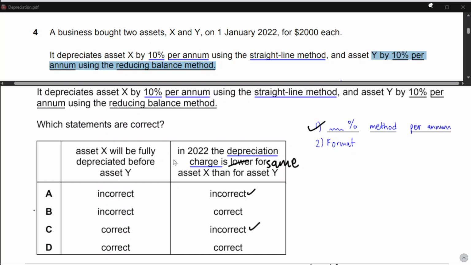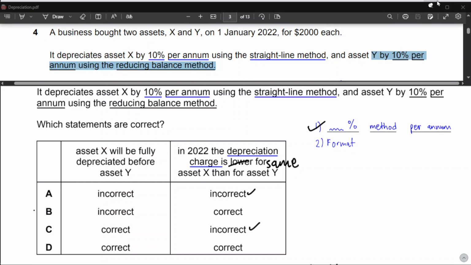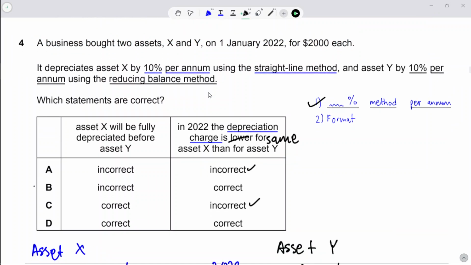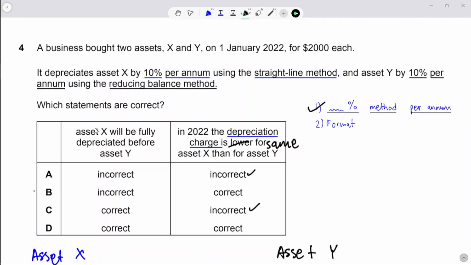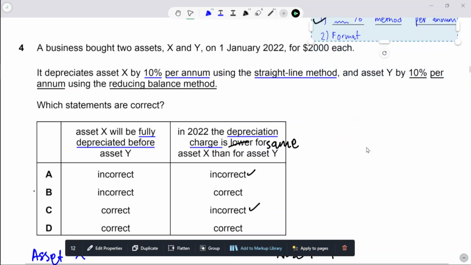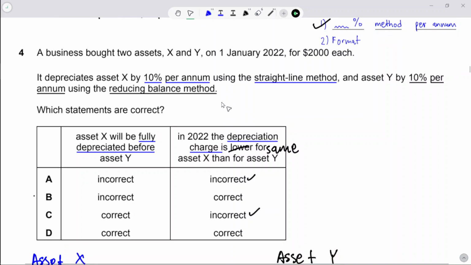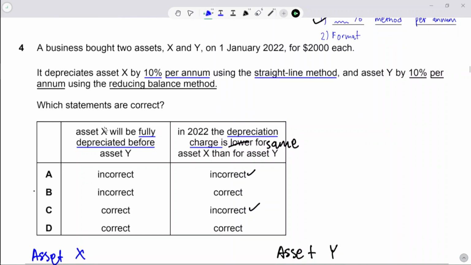Okay. So for this one fully depreciation something. Let me draw something. Okay. So X is using the straight line.